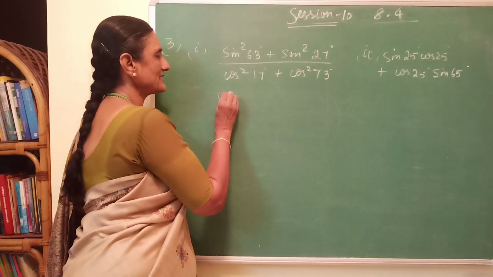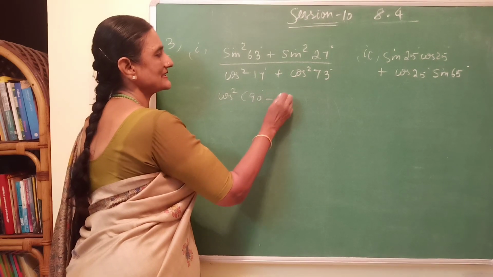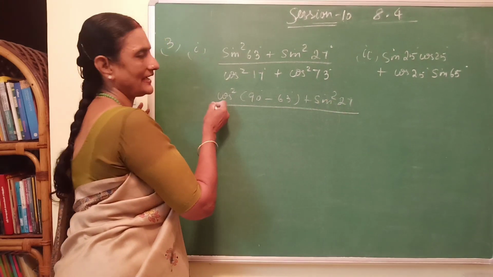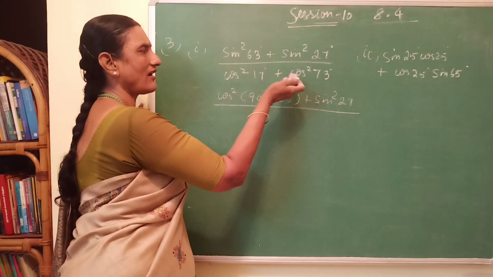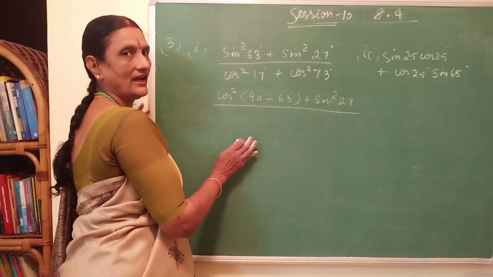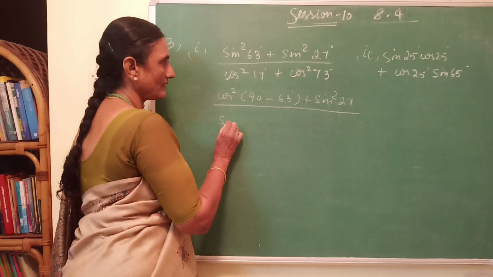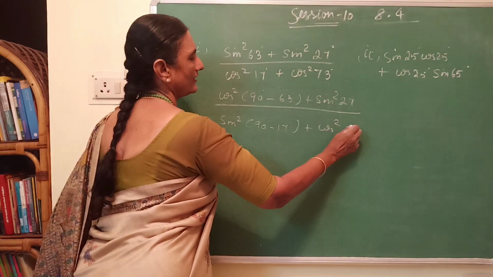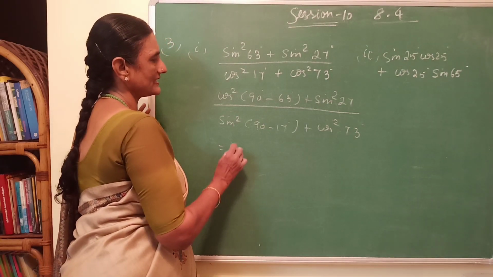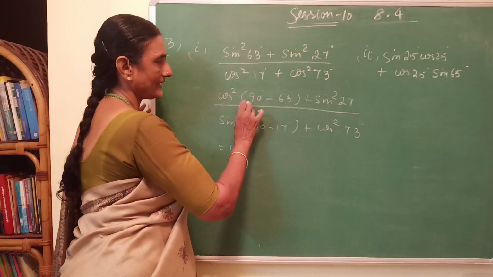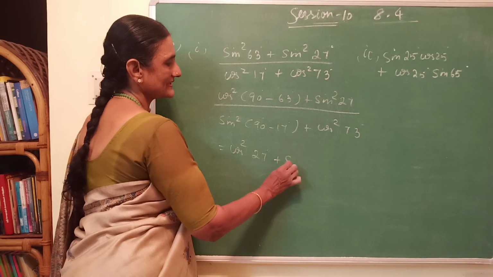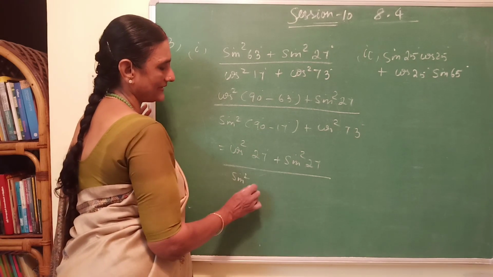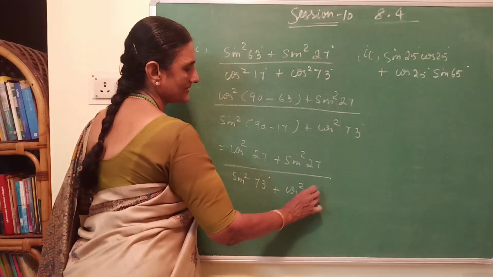So this can be written as cos square of 90 degrees minus 63 degrees, and then sin square you should write as it is. You cannot make two changes for the same term. Now here we can write cos square of 17 or cos square of 73. Any one we can change as complement. I will choose to change here. So that becomes sin square of 90 minus 17 plus cos square of 73 degrees. If you rewrite this, it becomes cos square of 90 minus 63, which is 27 degrees, plus sin square 27 degrees, and then here sin square of 90 minus 17, which is 73 degrees, plus cos square 73 degrees.